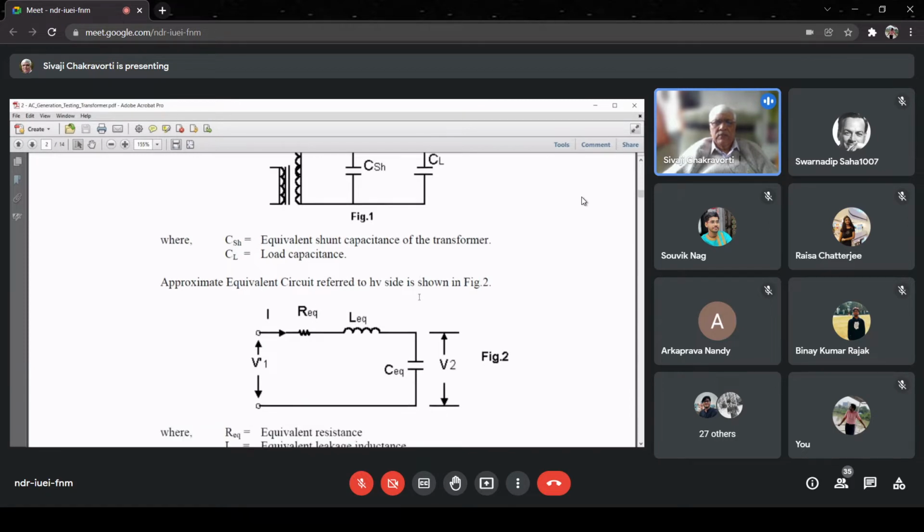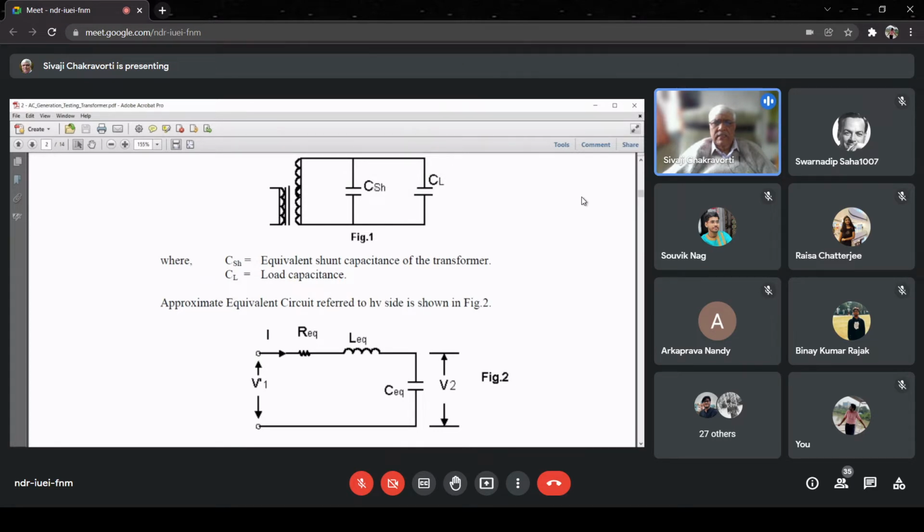Now, that's why the equivalent circuit, if I draw now, of course, this is not the exact equivalent circuit because I am not considering the magnetizing branch of the transformer. So we are considering only the series leakage impedance of the transformer. So R equivalent and L equivalent, because there are two windings, so we have to take the equivalent values of the two windings. And then C equivalent is the equivalent capacitance of here CSH and CL.